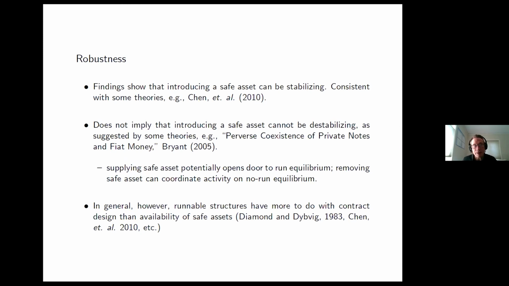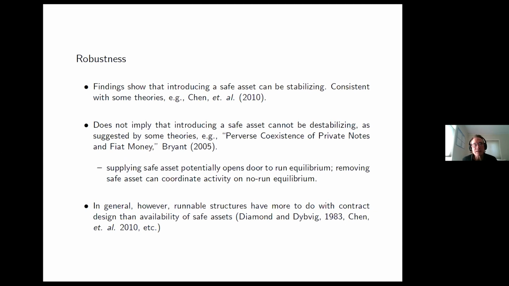So for example, John Bryant has a very nice paper, 2005, demonstrating this, where in the environment he lays out, which is not completely unreasonable, supplying a safe asset potentially opens the door to a run equilibrium in that model, and removing the safe asset can actually coordinate private sector equilibrium on the no-run equilibrium. So if you don't have anywhere to run, you're not going to be prone to this coordination failure that takes you to a self-fulfilling run. So is that something to be taken seriously? Theoretically, we know how it can work. Whether it's empirically relevant is another question. It might be in other circumstances, and we can't just take the results that were shown here to say, well, there we have it.